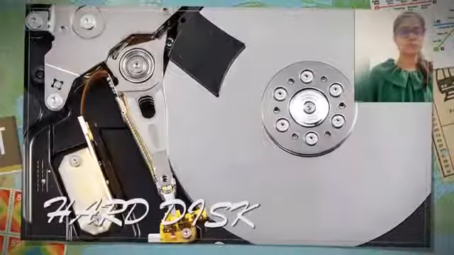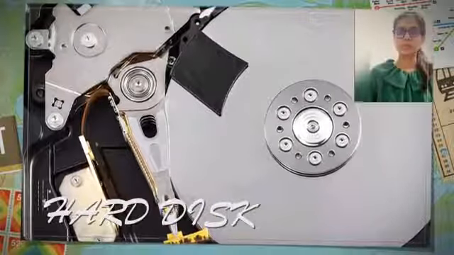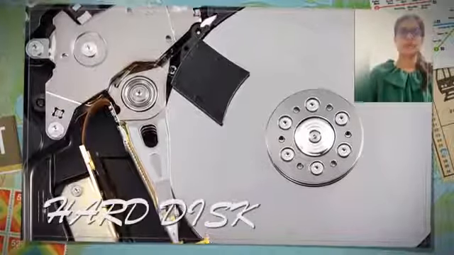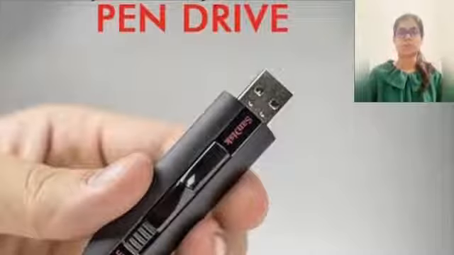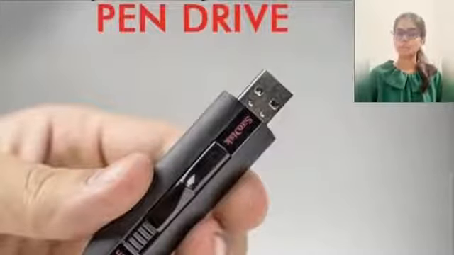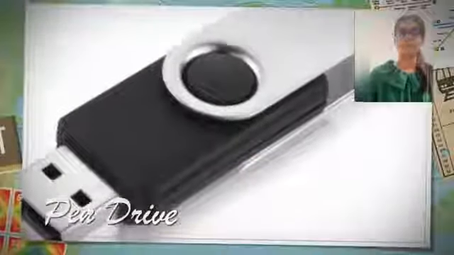Next one is hard disk. Hard disk can store large amount of data and information. It is fixed inside the CPU box. It's a kind of a permanent storage device. Now our last storage device is pen drive. Pen drive is very small in size and we use it to transfer data from one device to another device because it can be handled easily.